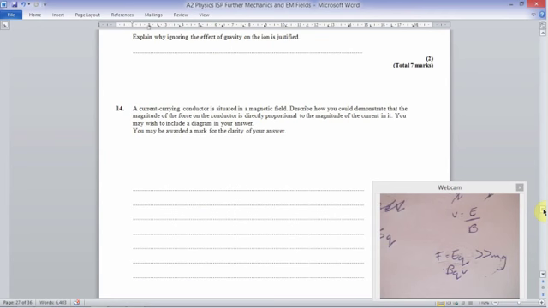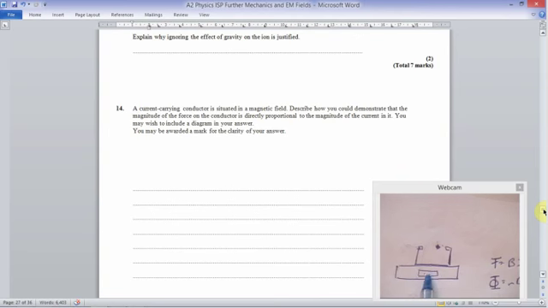You may be awarded for the clarity of your answer. It's clear what they're asking about. They're asking how you can prove that F is proportional to I. The easiest way to do that is by saying that F is going to be your mg, and then going back to this setup that we had over here. Then plot a graph of varying currents against the change in force that actually applies.